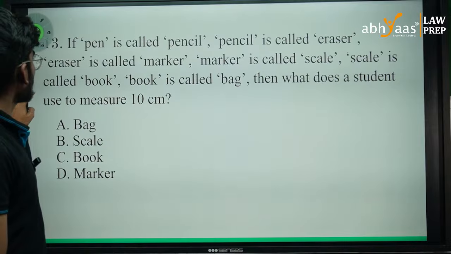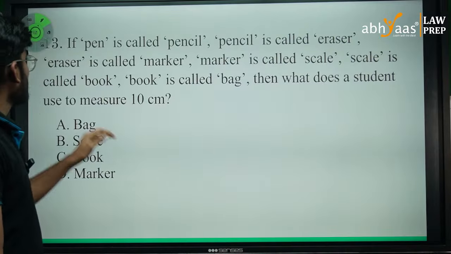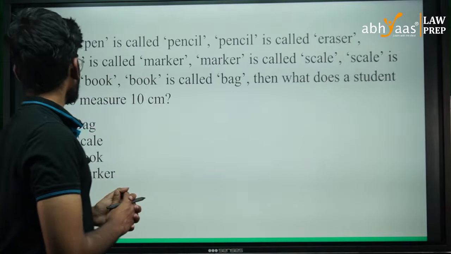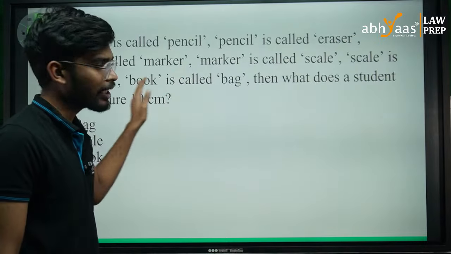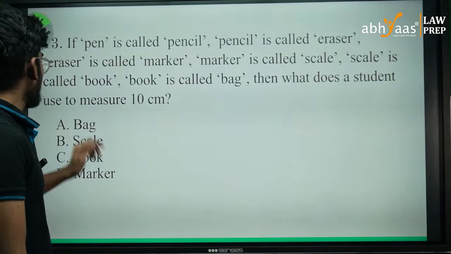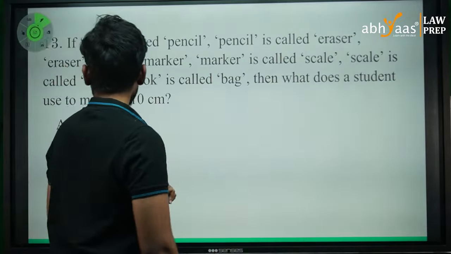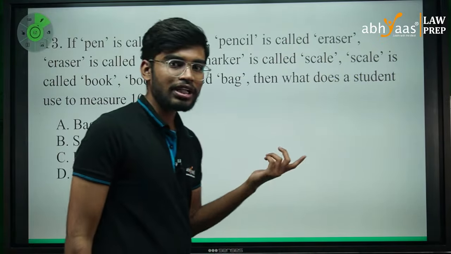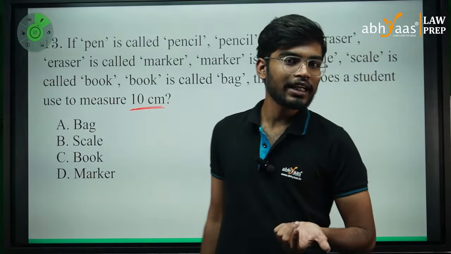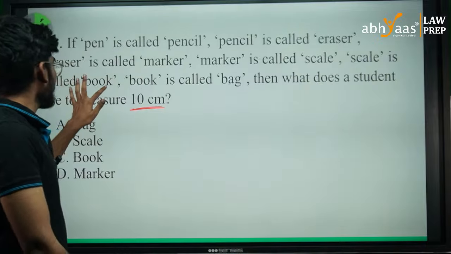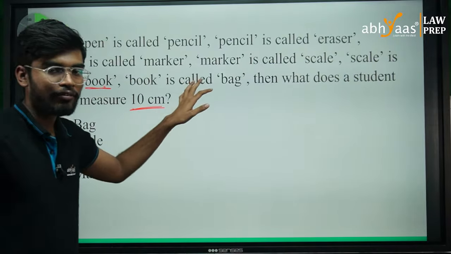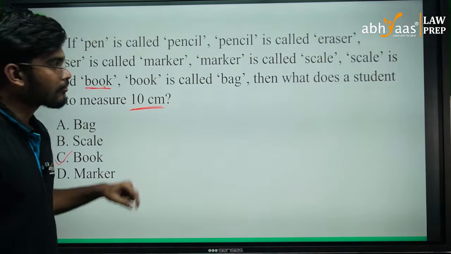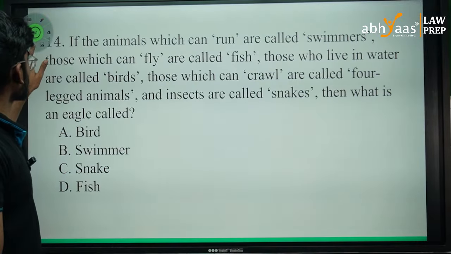Moving to the next question. Question number 13. If pen is called pencil, pencil is called eraser, eraser is called marker. They gave the question, we may not read the complete thing. Then what does a student use to measure 10 centimeters? To measure the length, we use a scale. What is scale called? Scale is called book in this particular coding language. So the answer for this question is book straight away. Option C.